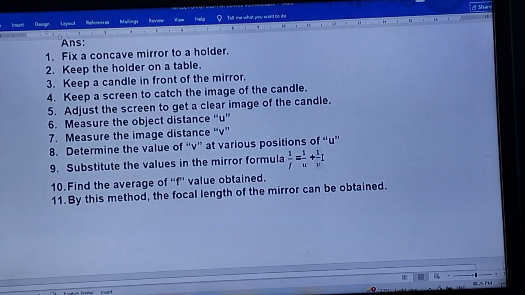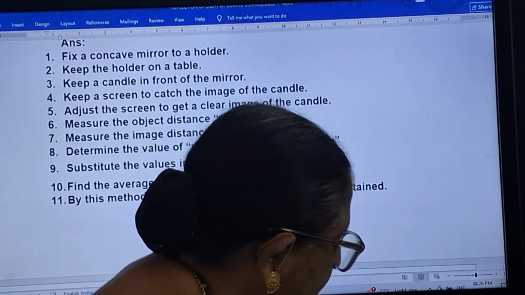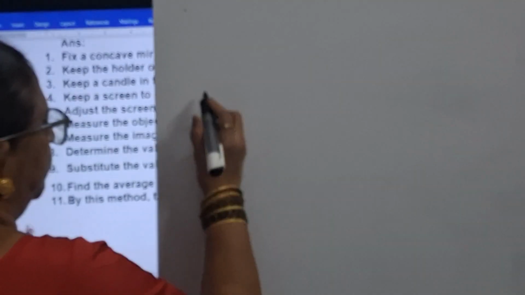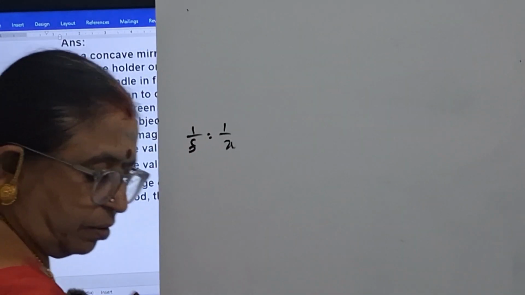So actually you can even do it like this, children. 1 by f, the mirror formula is what? The mirror formula is 1 by f is equal to 1 by u.